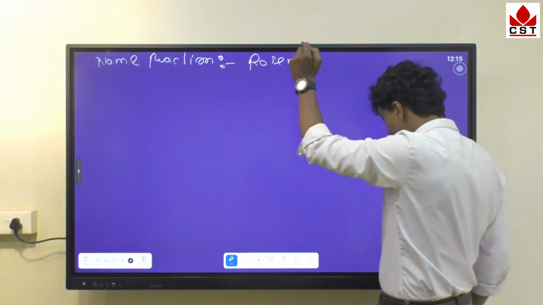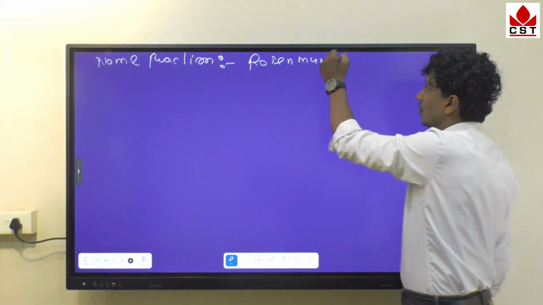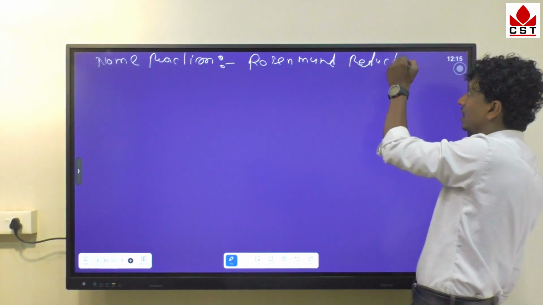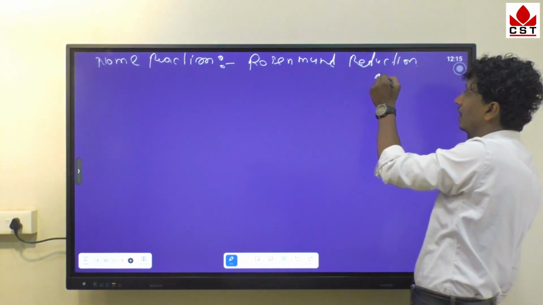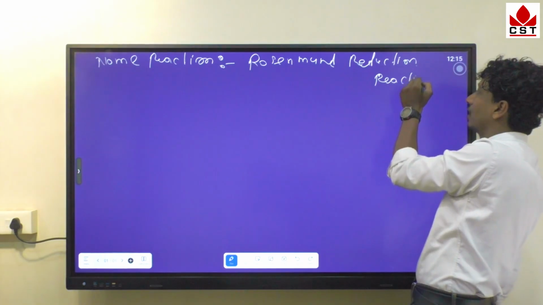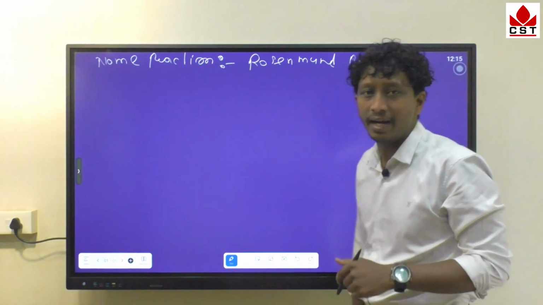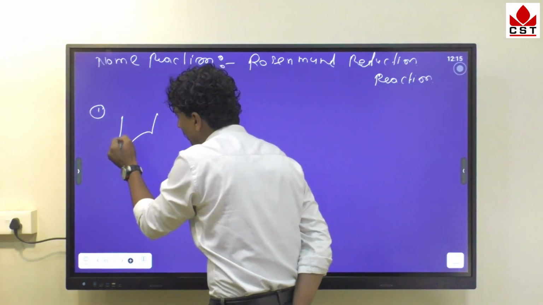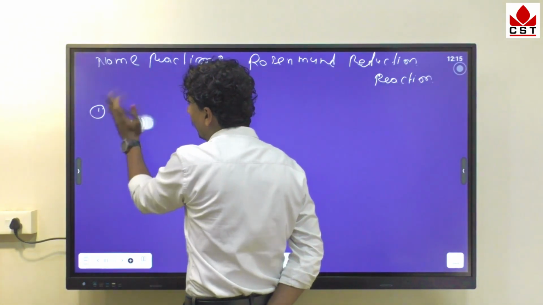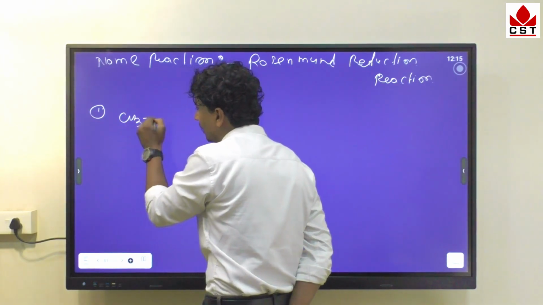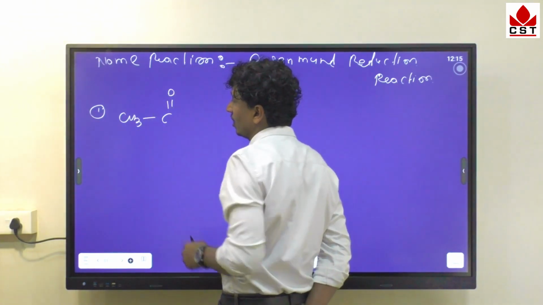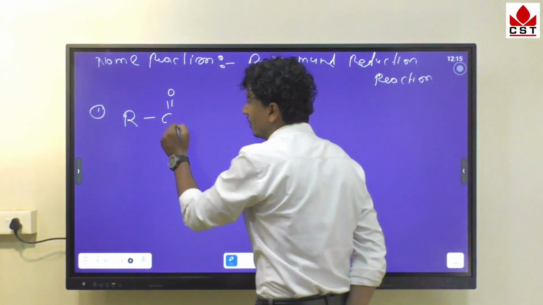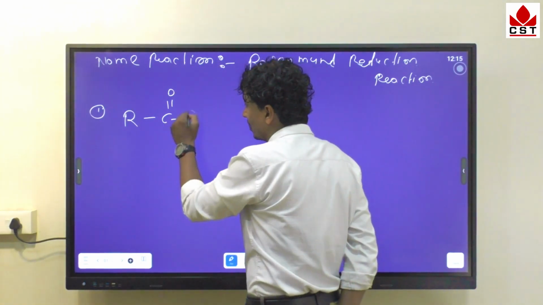The name reaction number 1 is the Rosenmund reduction reaction. It is a very important reaction for the preparation of aldehyde from acyl chloride. In the general reaction, aliphatic or aromatic aldehydes can also be prepared by this method. In general, R is the alkyl group, and the reactant is RC double bond O, Cl.